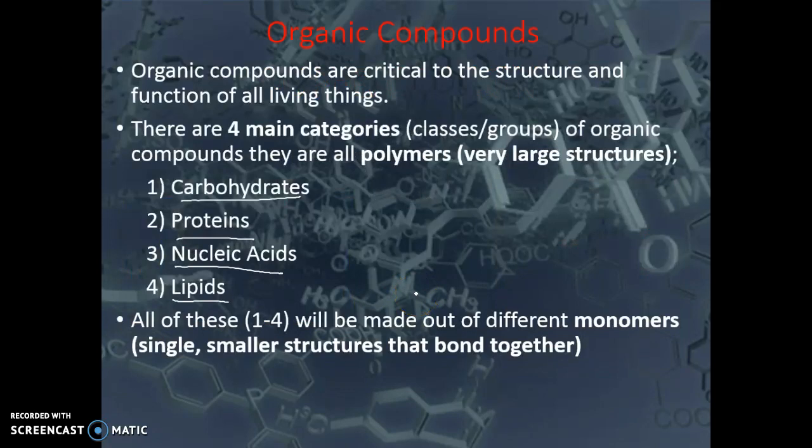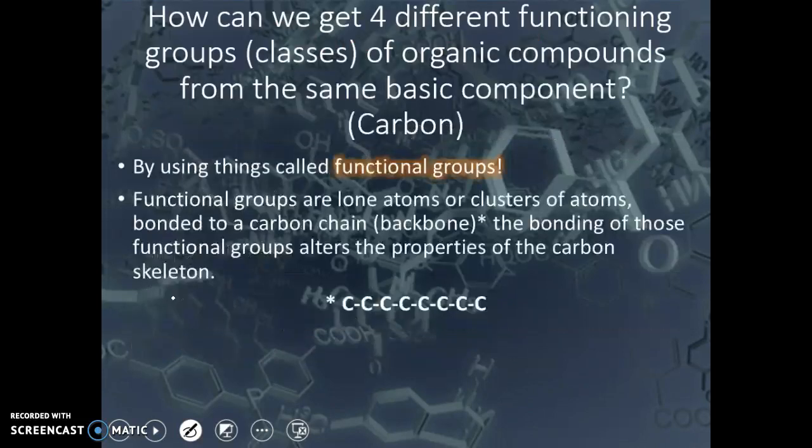So organic compounds are critical to the structure and function of living things. All living things are made up of 4 categories of organic compounds. So we have the carbohydrates, things like sugars and starches, proteins, usually found in meats, nucleic acids, which is DNA and RNA, and lipids. Any organic compound can fall into one of those 4 categories. They're all made out of different monomers, which are smaller structures that bond together to produce polymers.